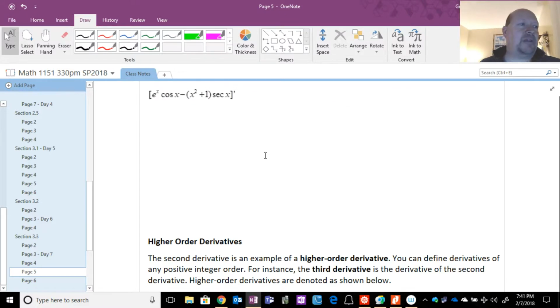Now next we have another derivative we're taking, and it's e to the x cosine x minus x squared plus 1 times secant x. Now it's important to start seeing the big picture when you see some of these more complicated derivatives, and that is, what we basically have is two functions. I'm going to use these blocks here. Two functions multiplied together. This is like e to the x, and this is like our cosine x. And then subtracting another two functions multiplied together, right?